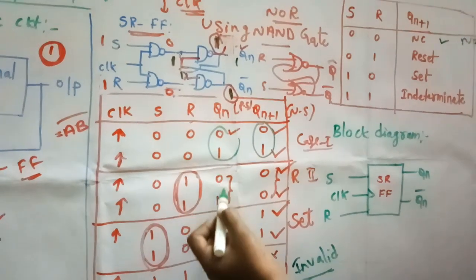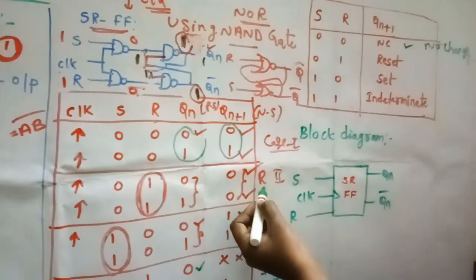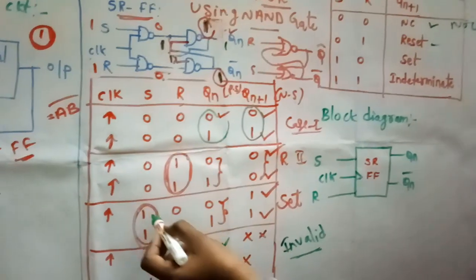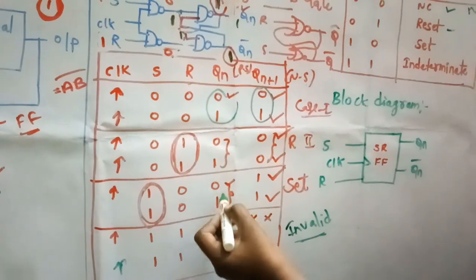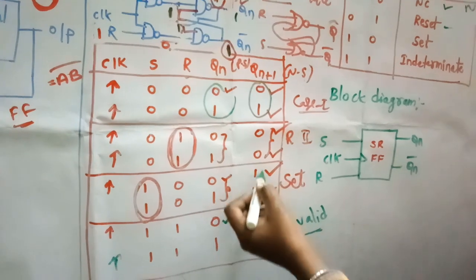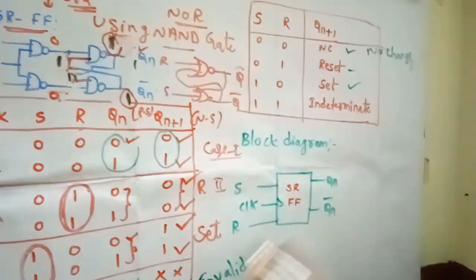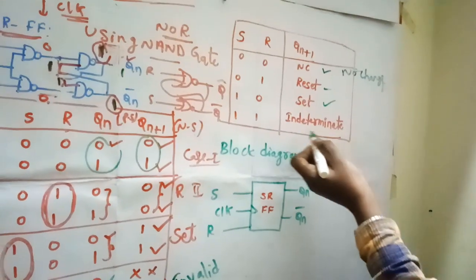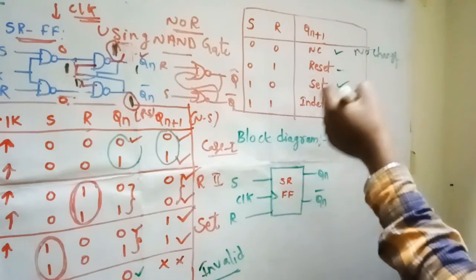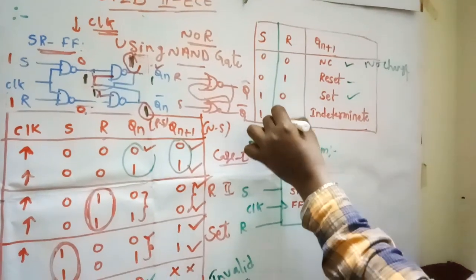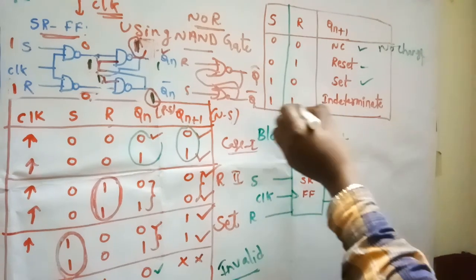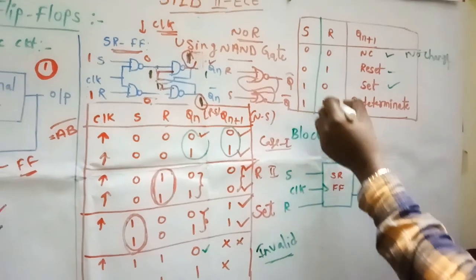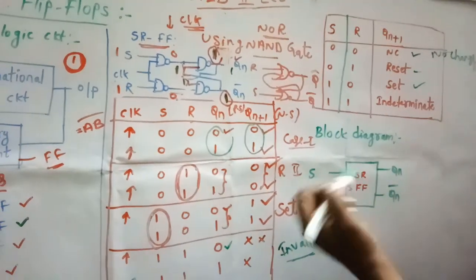Then go for 0 1 case. If the prime state is 0 or 1, then the next state is 0, that is the reset state. Then go for 1 0. In the 1 0 case, if the prime state is 0 or 1, our next state is 1, that is the set state. And for 1 1 we are not going to get valid outputs, that is the indeterminate state or invalid state. This is the truth table for SR flip-flop. For these 3 states, not a problem. This problem can be eliminated by using JK flip-flop.